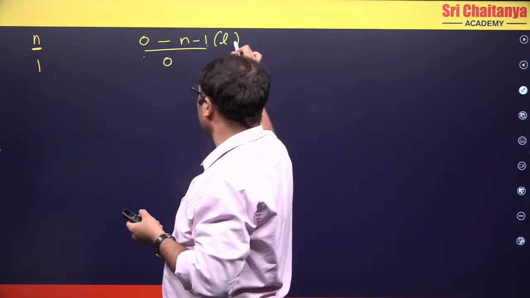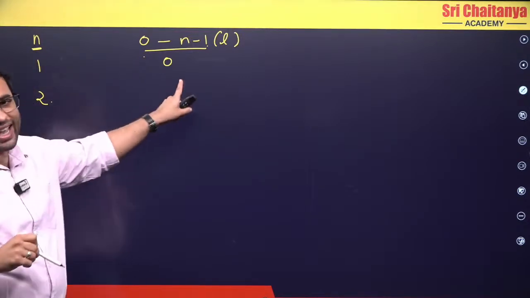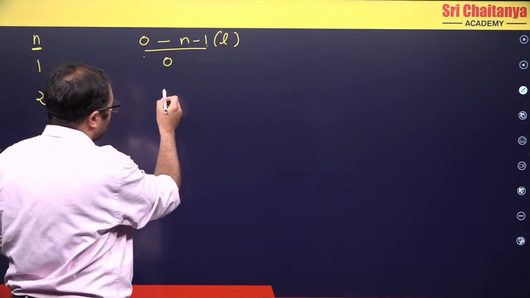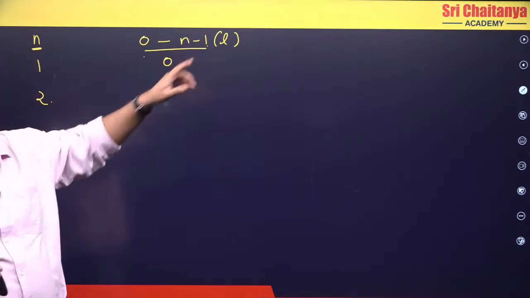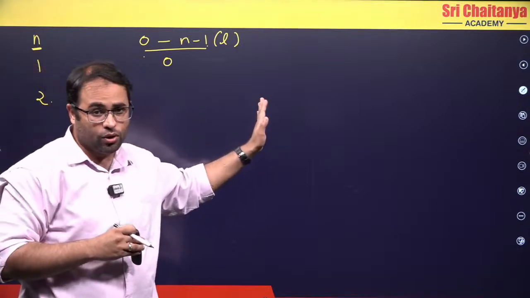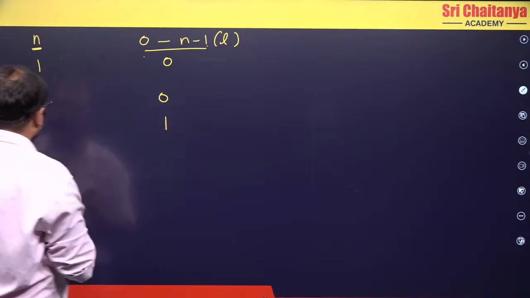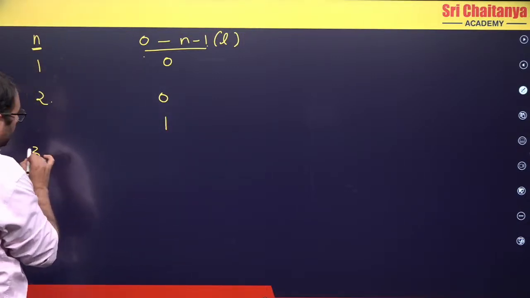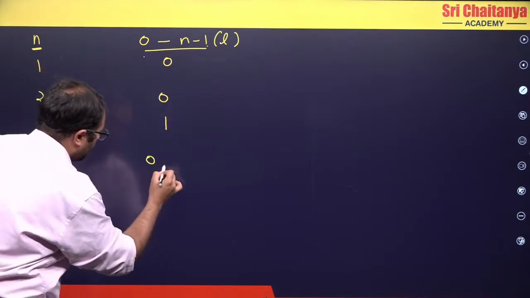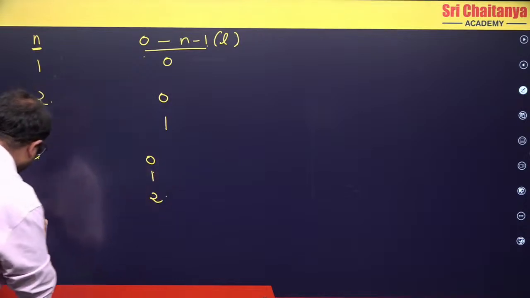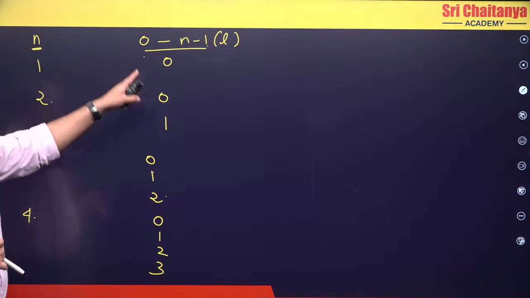This is the value of L. If n is 2, how many L values can I get? I can start with 0, n minus 1, 2 minus 1 is 1. So I keep on writing from 0 till I get 1. So I'll get 0 and 1. If the n value is 3, 3 minus 1 is 2, so I have to write 0, 1 and 2. Similarly, if I have 4, I have to write 0, 1, 2 and 3. So these are the values of L.